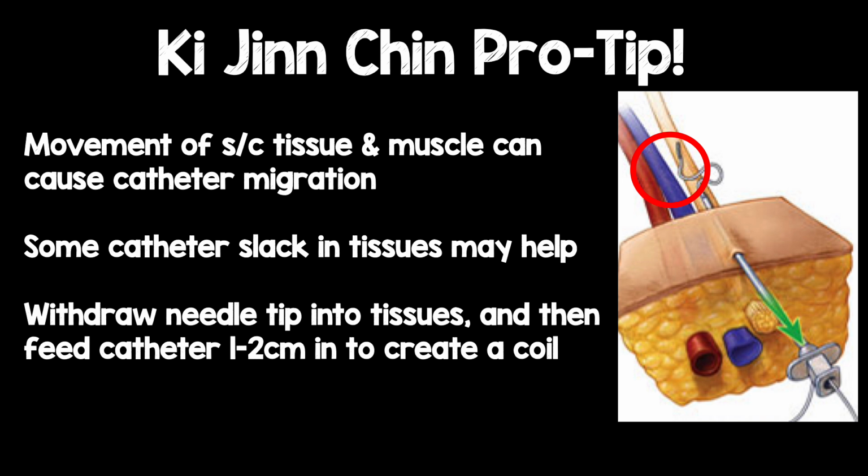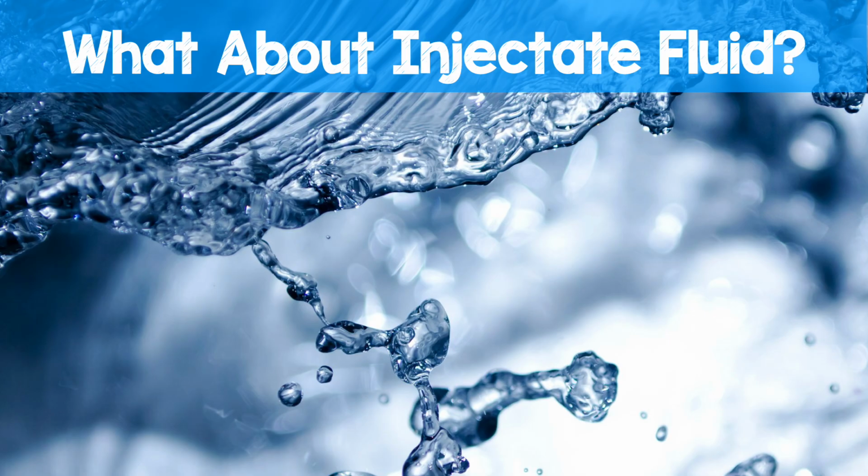And what they've done, that internal coil within the tissue means that movement of the skin, the subcutaneous tissue or the muscle won't cause catheter tip movement. So creating a bit of slack in the system may allow your catheter tip to stay where you want it for longer. What about injectate fluid?